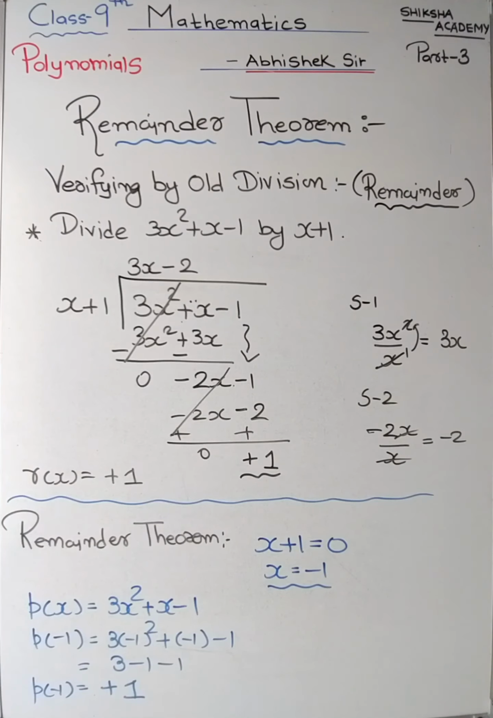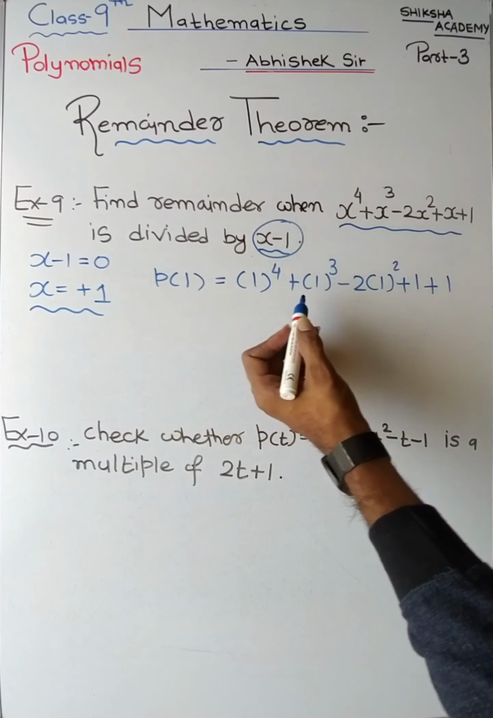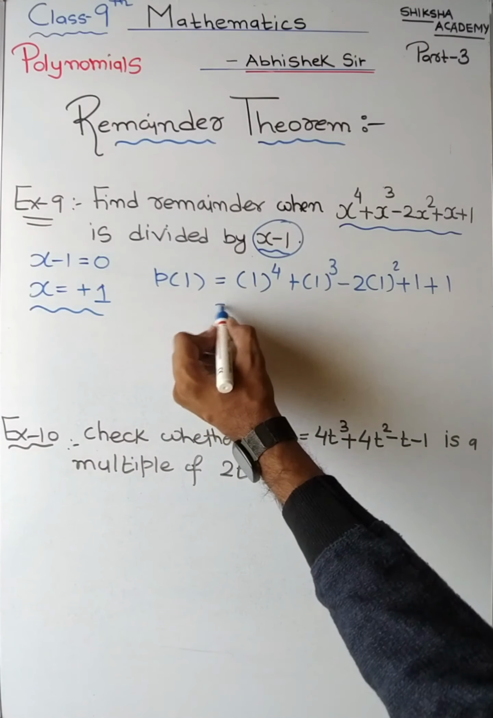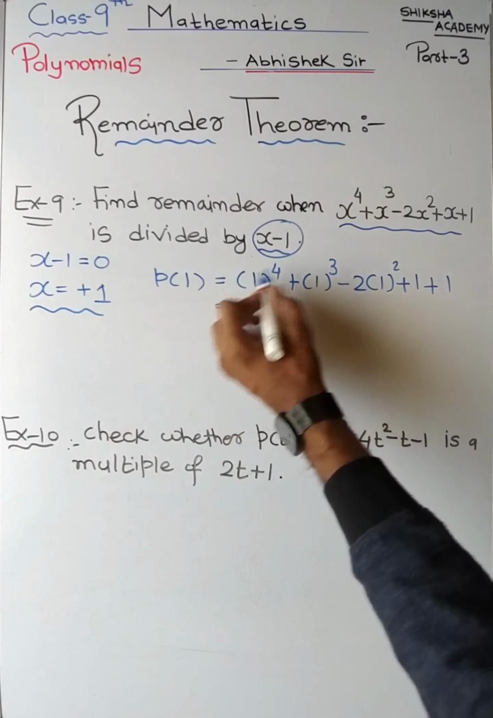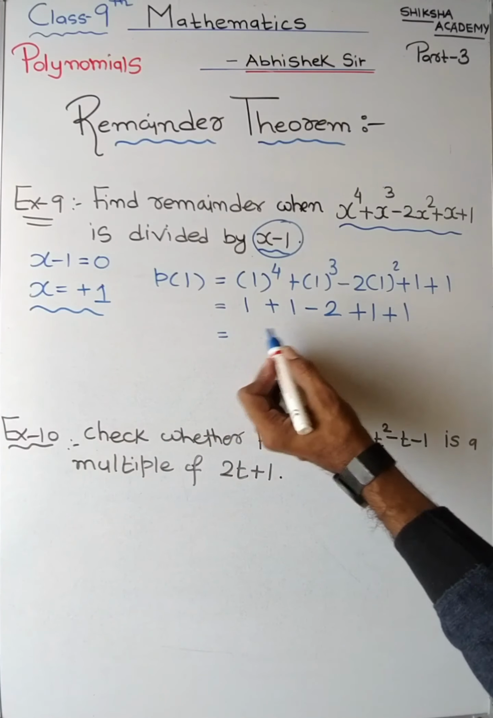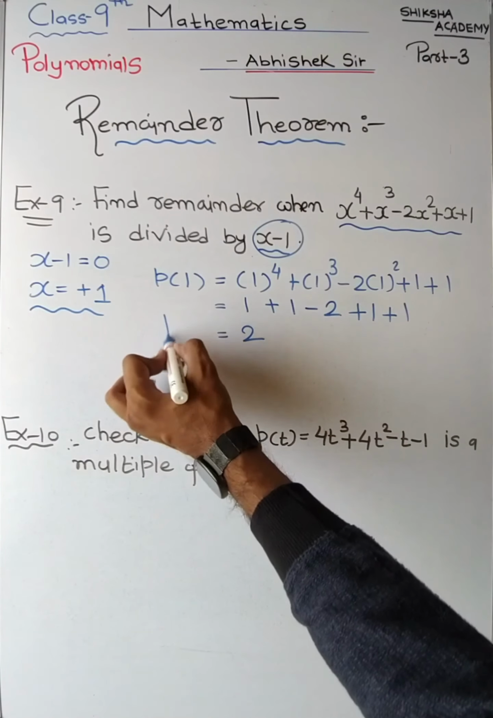So polynomial p of x will become polynomial p of 1. Instead of x raised to 4, we will put 1 raised to 4 plus 1 raised to 3, then minus 2 into 1 square plus 1 plus 1. Clear? So what I did, first of all I found the 0, then we went for the replacement. So 1 raised to 4 is 1, 1 raised to 3 is 1, minus 2 into 1 square is minus 2, plus 1 plus 1. So 1 plus 1 is 2, 2 minus 2 is 0, and 1 plus 1 is 2. So what is the remainder?